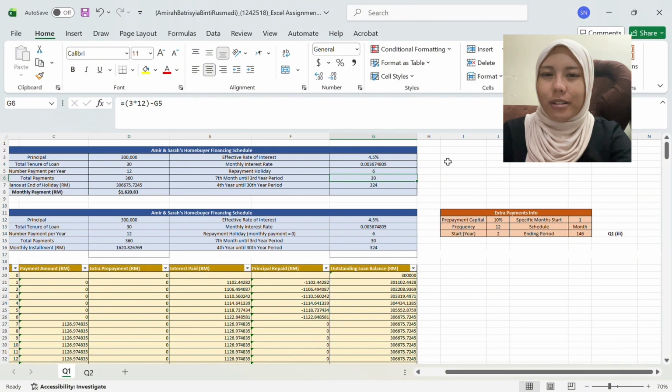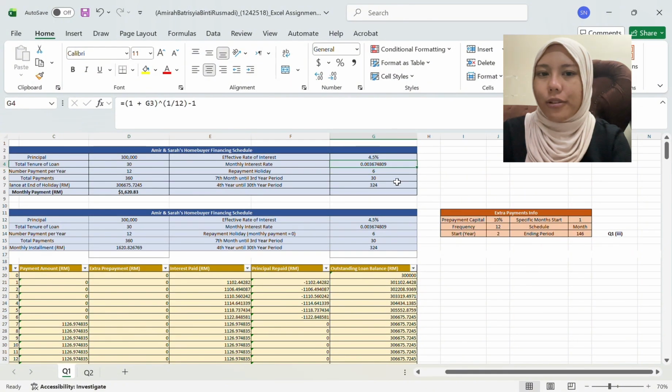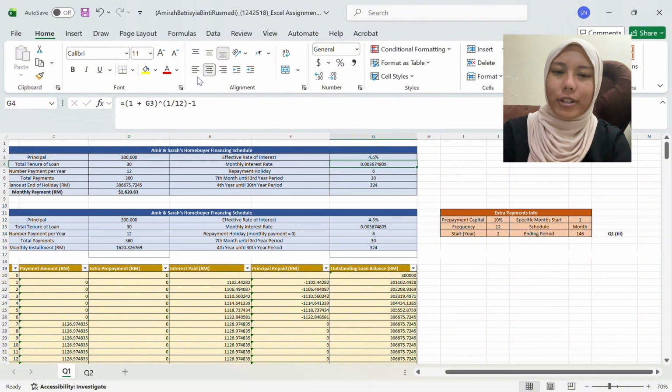To determine monthly interest accumulation, we convert the annual effective rate into an effective monthly interest rate in cell G4 using our formula here. The purpose of this formula is to decompound the annual interest rate mathematically. A simple division by 12 would overestimate the monthly rate under an effective compounding structure.